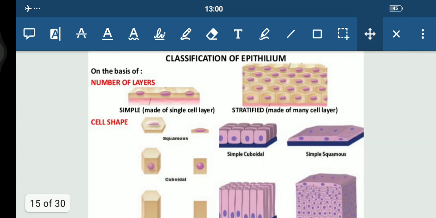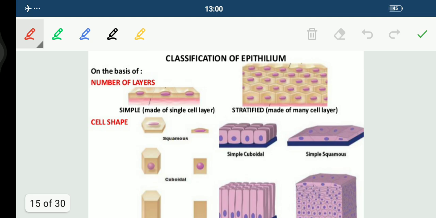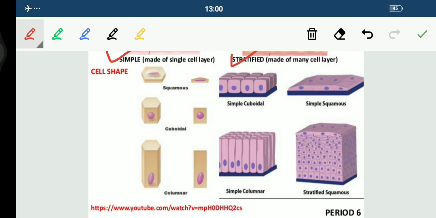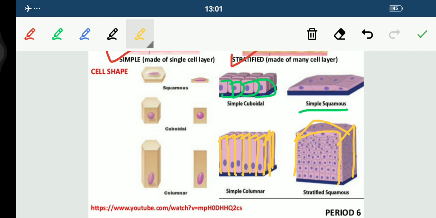Now students, talking about the classification of epithelium, on the basis of number of layers it can be simple or stratified, which I've already explained to you. Here you can have a look. It is simple squamous, which is flat in appearance. Then we have simple cuboidal, where cube-like cells are present. Then we have the simple columnar, where pillar-like cells are there. This can be easily identified, students, by the pillar-like cells. But talking about the stratified squamous, you can see it is much more complex in nature.